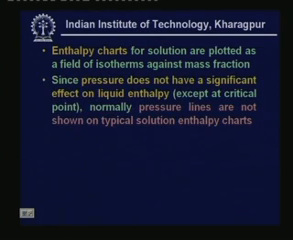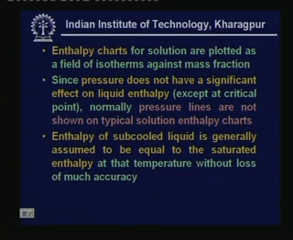And since pressure does not have a significant effect on liquid enthalpy except at critical point, normally the pressure lines are not shown on typical solution enthalpy charts. That means for the liquid enthalpy only the temperatures and concentrations are given. Pressures are not normally shown. And it is also generally assumed that enthalpy of subcooled liquid is equal to the saturated enthalpy at that temperature. If you are assuming this, it will considerably simplify the calculation procedure, and it does not give really a big error. So, it is a standard procedure.